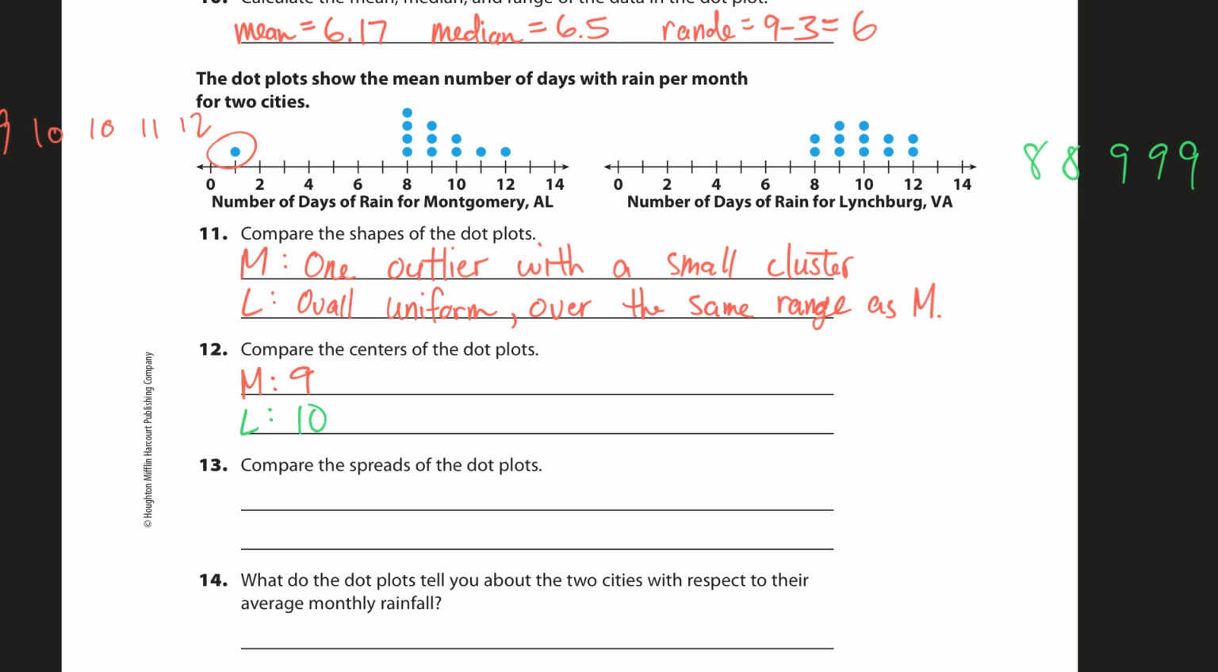And the spreads. So the spreads are the ranges. So Montgomery and Lynchburg. Montgomery goes from, let's see, from 12 to 1. And so that's a range of 11. That's 11. And the other one goes from 12 to 8. Right? It goes from 12 to 8, and that's a range of 4. 12 minus 8 is 4.